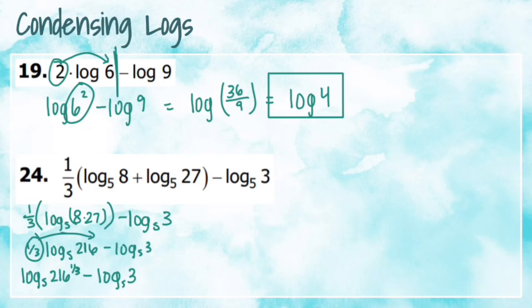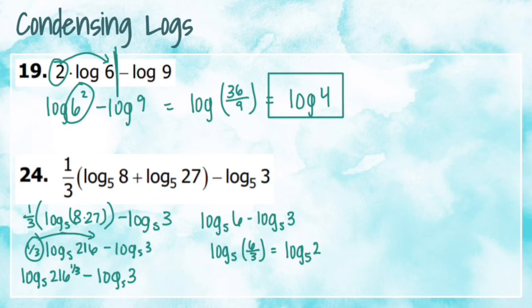And 216 to the 1/3 power, that's the cube root of 216, and that is equal to 6. So we are going to have log base 5 of 6 minus log base 5 of 3. And subtraction converts to division. And we are going to get log base 5 of 2 as our final answer.